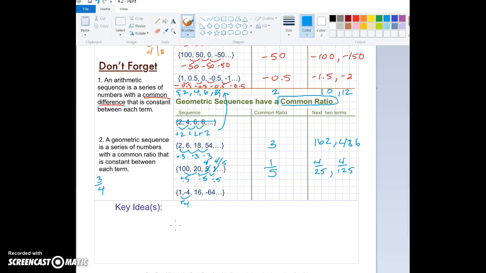So 1 times -4. Then if I take -4 and multiply it by -4, am I going to get a positive 16 or a negative 16? That's right, I get a positive 16. So -4 times -4 is positive 16. And then 16 times -4 gives me -64. So my common ratio is -4. And what do you notice? It keeps going back and forth, doesn't it? Between positive and negative, positive and negative.